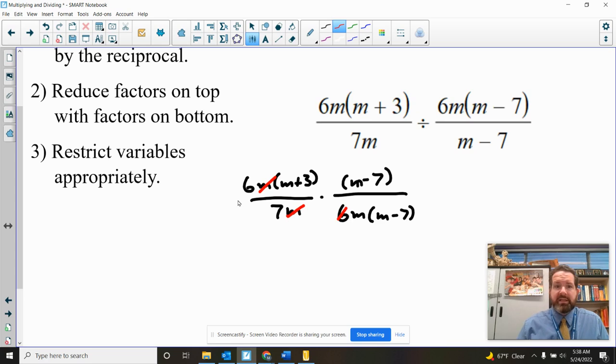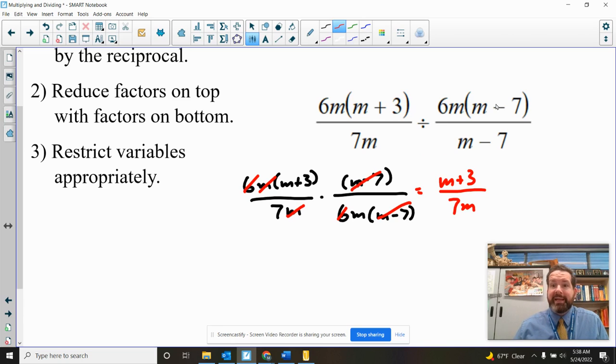I can cancel this 6 with this 6. This m, though, that m's already gone. So this m's got to stay around. And then the m minus 7 with the m minus 7. What we're then left with on the top is just the m plus 3. And on the bottom, 7 times m. So there's our reduced expression.